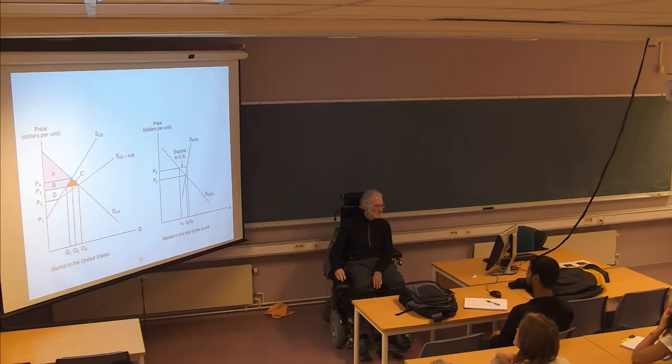But then to move further, what happens now if we change our system and we open up for import? What happens? Then you can easily see that if the price will be P3, how much will the rest of the world export to Norway? Q3 minus Q1. Can you see that? If the price will be P3, the supply is Q3 and the demand from the rest of the world is Q1. So they just export Q3 minus Q1.